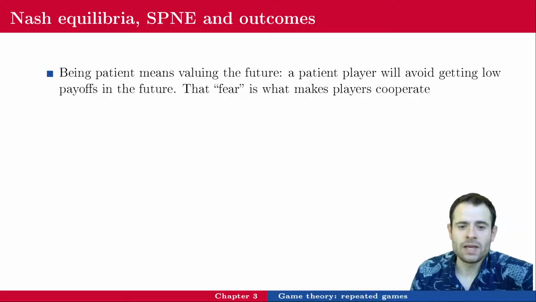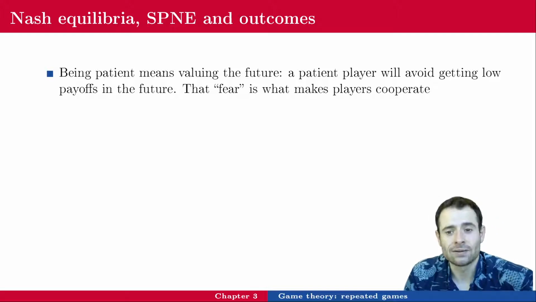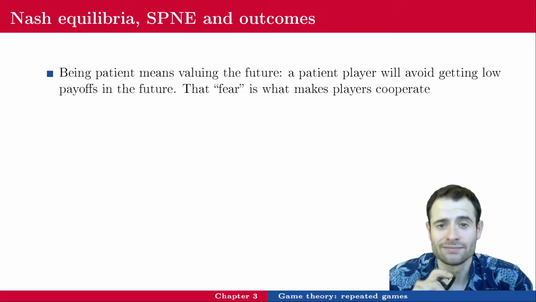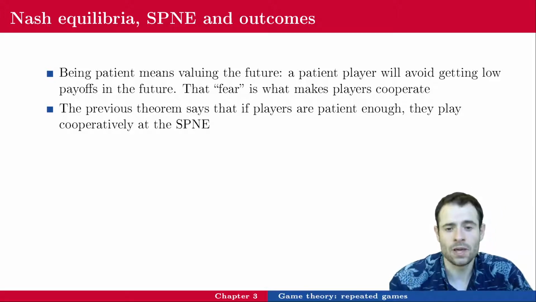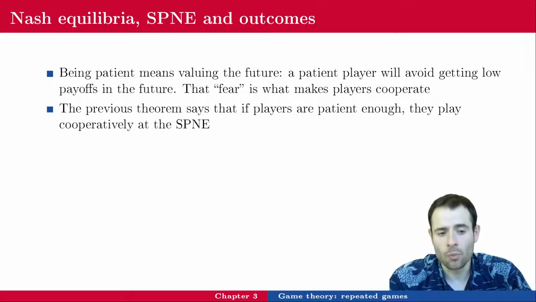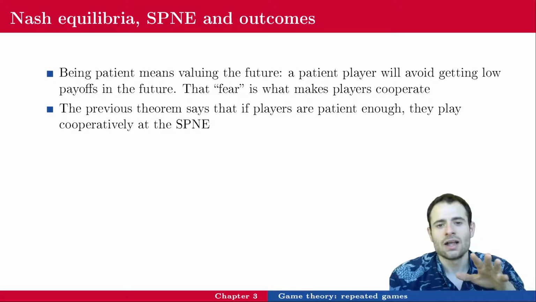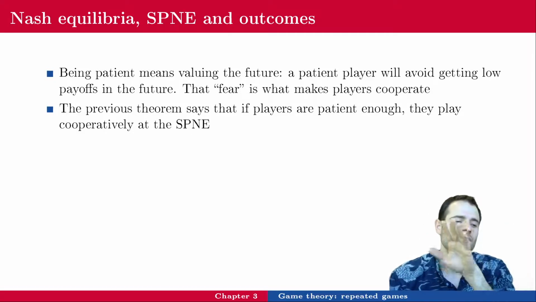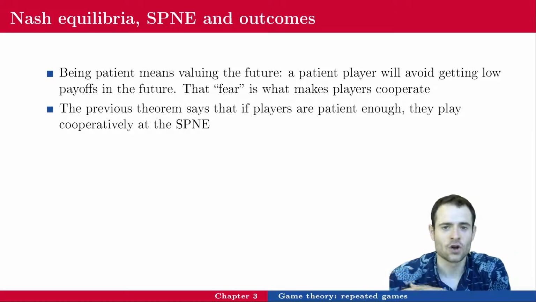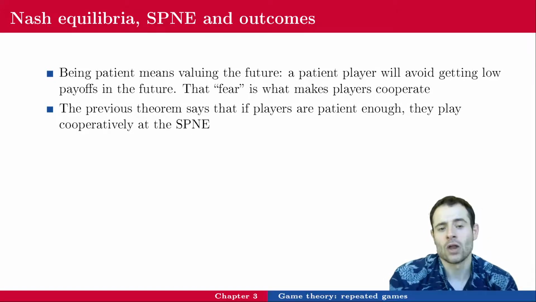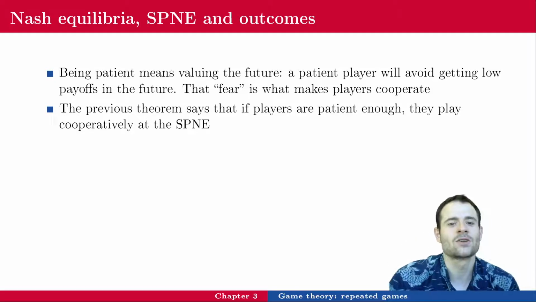So, being patient means valuing the future, having a high delta. A patient player will avoid getting low payoffs in the future. And it is this fear, the fear of that trigger, that makes players cooperate. And so if players are patient enough, they play cooperatively at the SPNE. But again, the strategy played is going to be Grim Trigger. It's going to be some strategy that includes being nice until somebody is not nice anymore, and then being mean forever. So any type of trigger strategy can be an SPNE if players are patient enough.